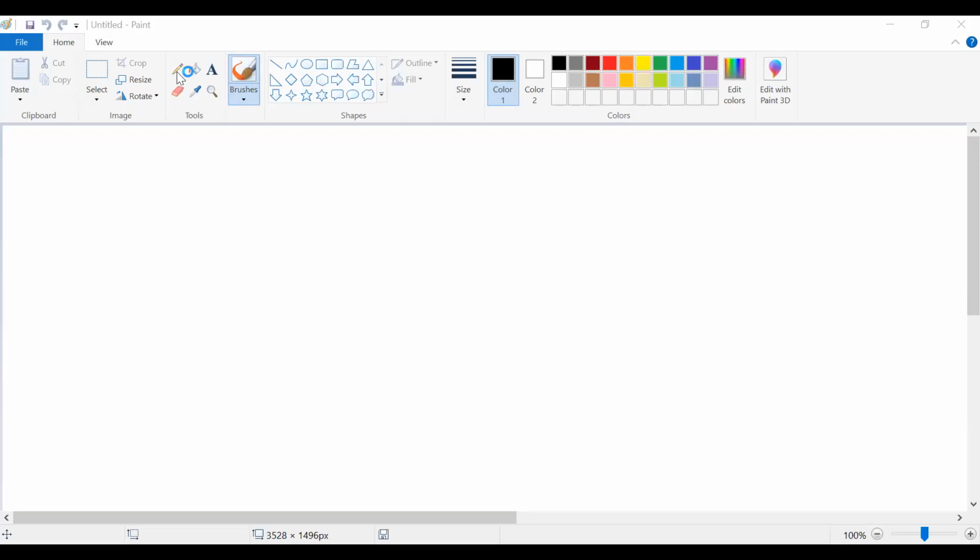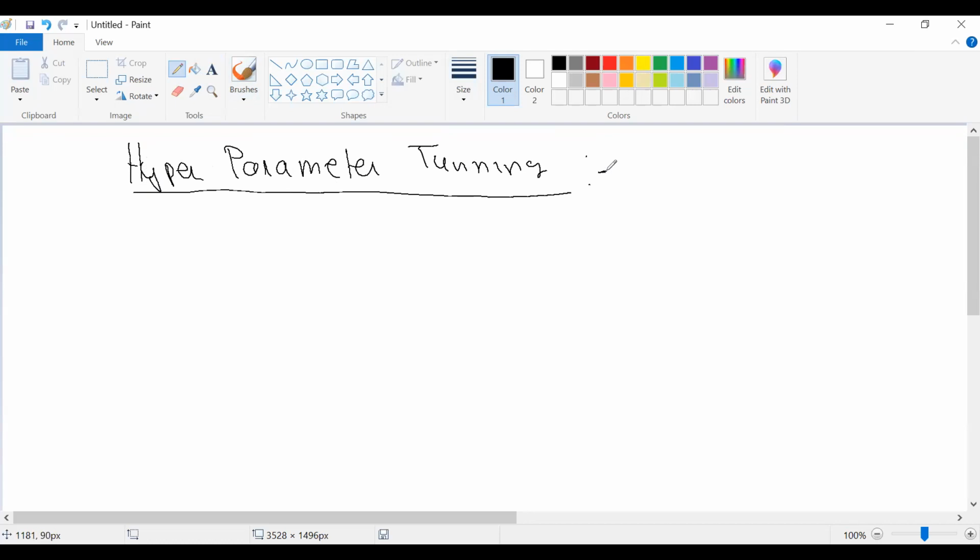Okay, so today we'll focus on one thing, that is our hyperparameter tuning. We'll start with this thing in the next 2 minutes.